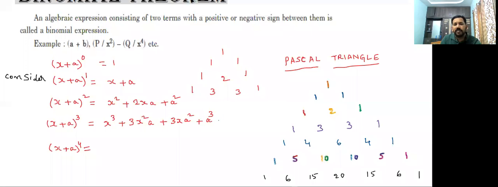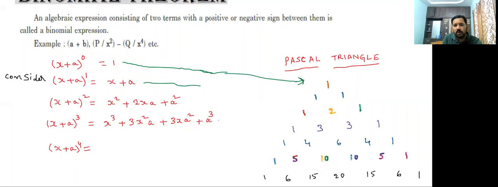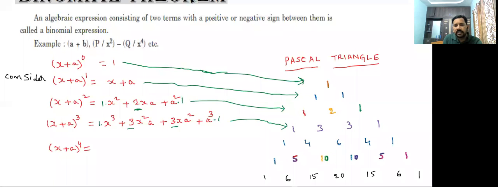See here, I have already written the Pascal triangle here. Just observe that. X plus a whole power 0 means we are getting coefficient 1. X plus a whole power 1, 1, 1, those are the coefficients. X square plus 2xa plus a square. What are the binomial coefficients here? 1, 2, 1. Now see the third one, 1, 3, 3, 1.